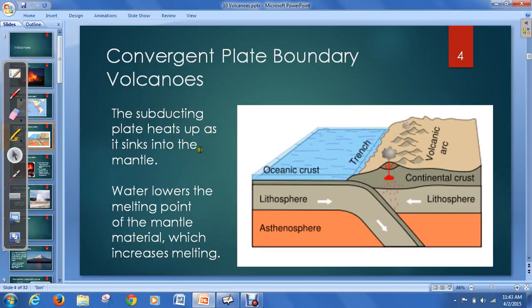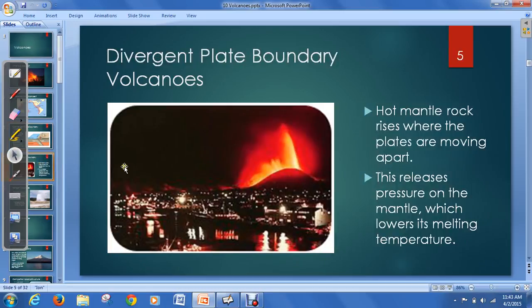Another reason we can have a volcano is from a divergent plate boundary. If you remember when we looked at Iceland, for example, we saw that it had very volcanic material in very volcanic locations because those two plates are separating and the magma is filling in that space. Hot mantle rock rises where the plates are moving apart, filling in the gap basically. This releases pressure on the mantle, which lowers its melting temperature.